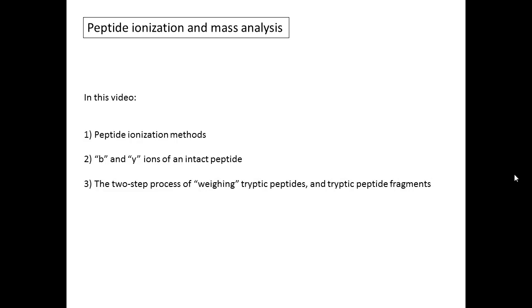Hi, in this video, we'll continue our discussion of proteomics and mass spectrometry. We'll focus on data acquisition. We'll start by talking about peptide ionization methods. This is getting the peptides into the gas phase so they can be analyzed. We'll talk about fragmentation patterns of the peptides, the B and Y ions that are produced.